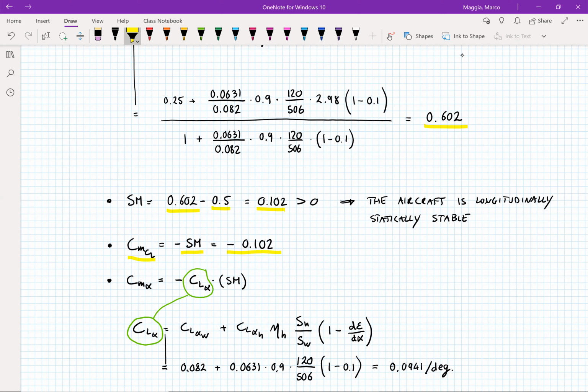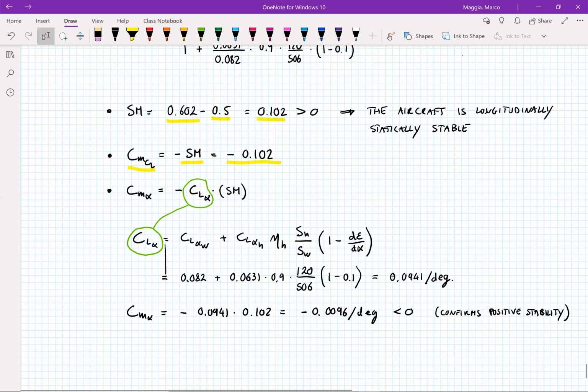And now we're asked to calculate Cm alpha. So Cm alpha, from one of the formulas that I described earlier, is equal to minus CL alpha times the static margin. But what is CL alpha? Again, if you refer to part 1 of the video, you see that you can retrieve this equation, which is a function of everything we have. So we can calculate CL alpha is equal to 0.0941.